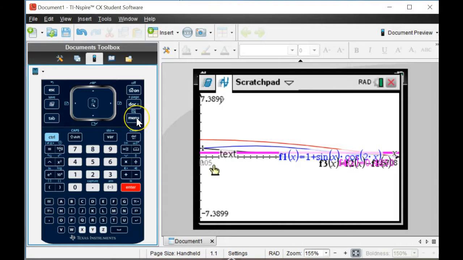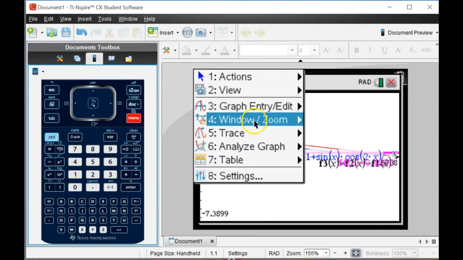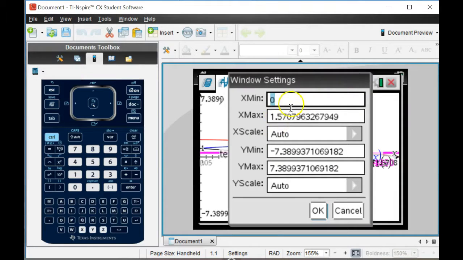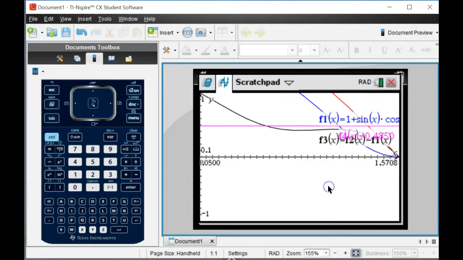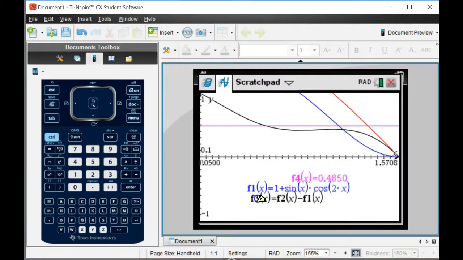Now, as you can see, it's getting a little tough for me to see things. So I'm going to change my window settings. I'm going to leave xmin and xmax alone, but I'm going to change the ymin and the ymax, maybe -1 to 1. Okay, I'm going to grab some of these out of here because they are just clogging up my screen. For me, the black graph is f2 minus f1. The purple or magenta, that horizontal line is y equals 0.485.